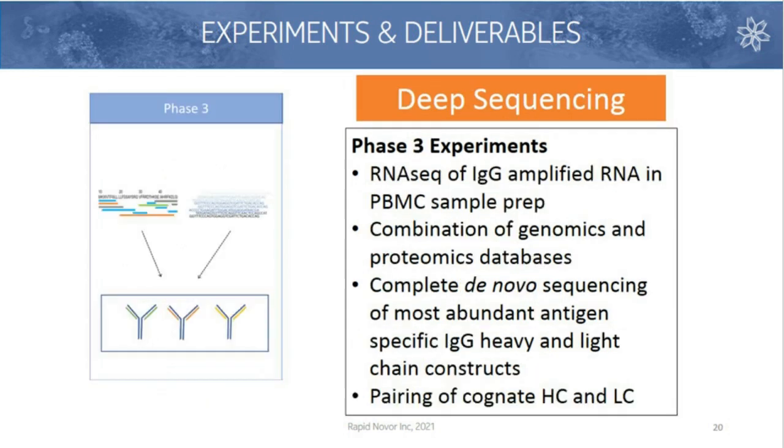And in phase 3, this is where we do more of the same. So we'll do an RNA-seq of the IgG amplified RNA from the PBMC sample prep. We're going to combine the genomics and the proteomics databases, and then do the complete de novo sequencing of the most abundant antigen-specific IgG heavy and light chain constructs. And in addition to that, once we have these extremely well-sequenced heavy and light chain constructs, we can actually go back and use some other mass spec techniques to do pairing of those heavy and light chain constructs into their cognate ligand.